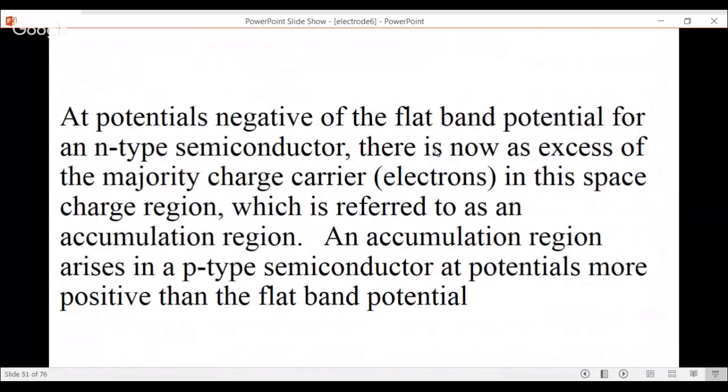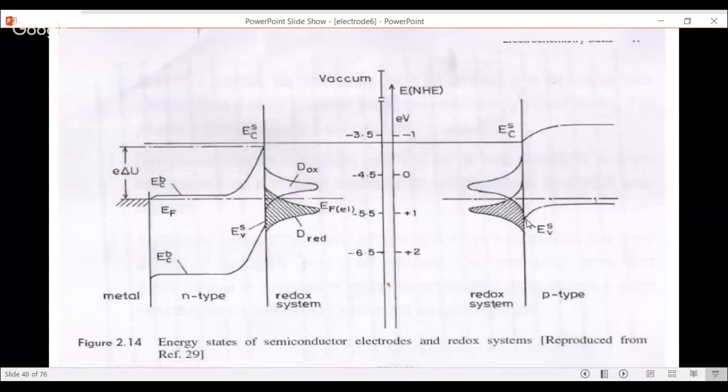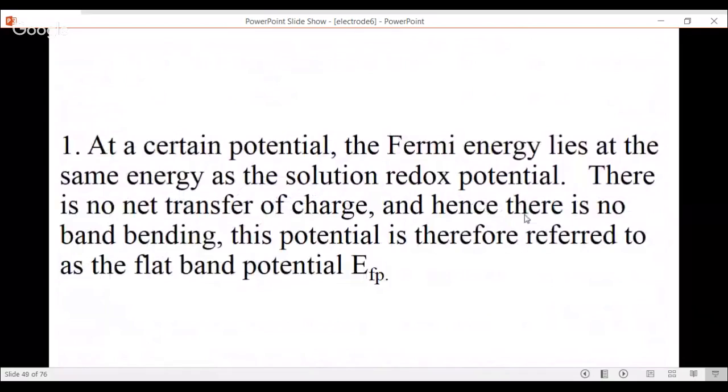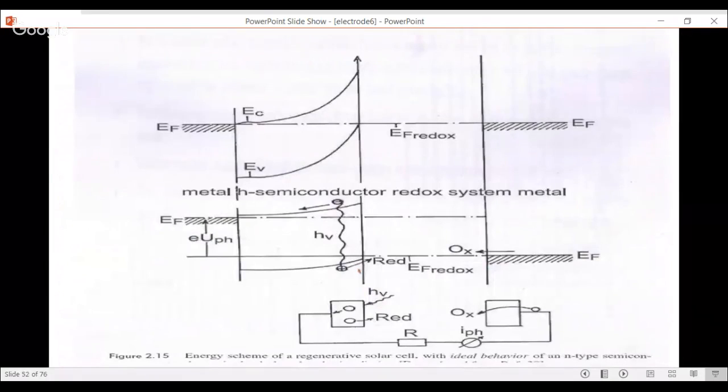At potentials negative of the flat band potential for an n-type semiconductor, there is now an excess of majority charge carriers, electrons, in this space charge region, which is referred to as an accumulation layer. An accumulation region arises in a p-type semiconductor at potentials more positive than the flat band potential. I hope you are able to see that. If the potential is more positive with respect to the equalization potential, then the depletion layer will be there. So we will take this up later.